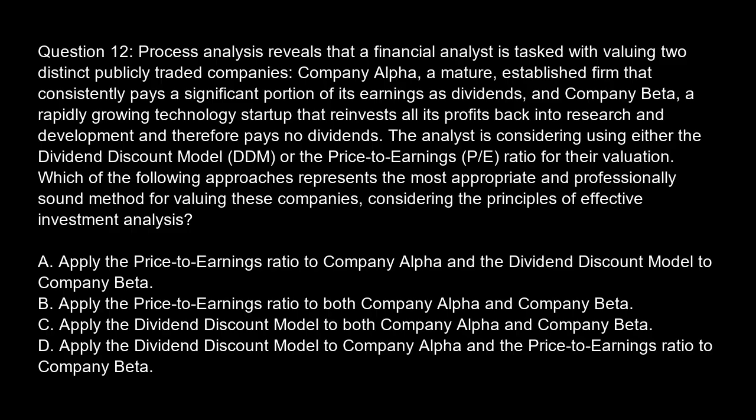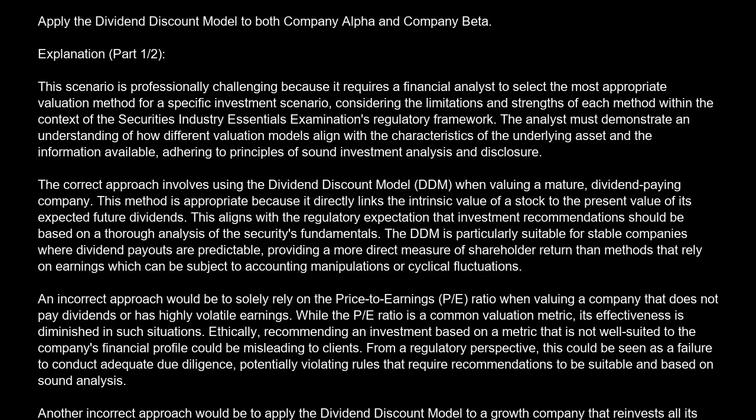Option B. Apply the price-to-earnings ratio to both company alpha and company beta. Option C. Apply the dividend discount model to both company alpha and company beta. Option D. Apply the dividend discount model to company alpha and the price-to-earnings ratio to company beta. The correct answer is C. Apply the dividend discount model to both company alpha and company beta.